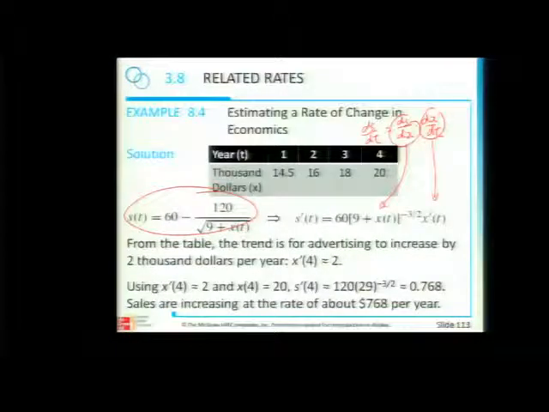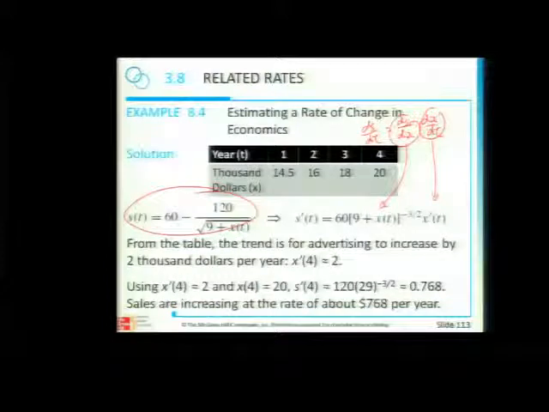And of course, to obtain the rate of change of sale, s prime, one needs to know x(t) as well as x prime(t). x(t) is the cost of advertisement, and we are looking at year 4. So the advertisement cost is $20,000, so x(t) is 20, as you can see here. In year 4, the cost of advertisement is 20,000. Then x prime(t) is the rate of change of the advertisement cost in year 4. This one we can estimate from the table.